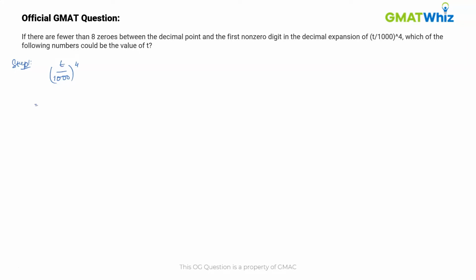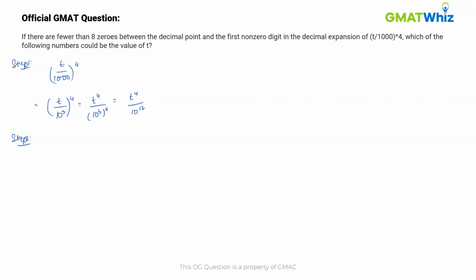Now we can write this as (t/10^3)^4, which is equal to t^4/(10^3)^4. This means the expression simplifies to t^4/10^12. Now let's move on to step 2 and understand the methodology. Let's take an example first before trying out the options.